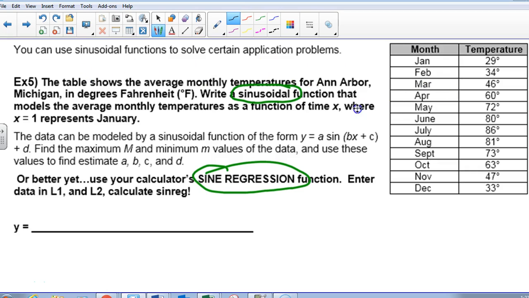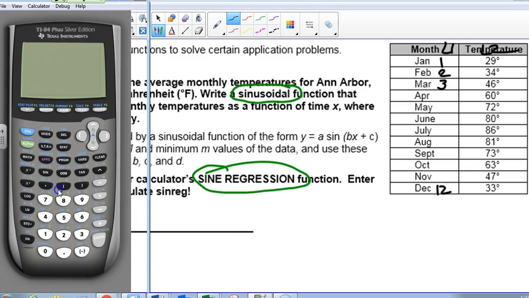All right. It says to use x equals 1 to represent January. So we're going to put in 1, 2, 3, all the way down to 12. And we're going to put this in list 1 and this in list 2. Remember how to do this? Stat, enter. Into list 1, you want the numbers 1 through 12.